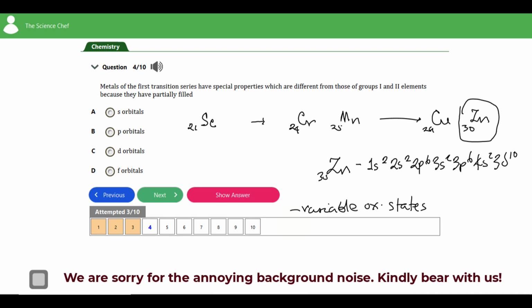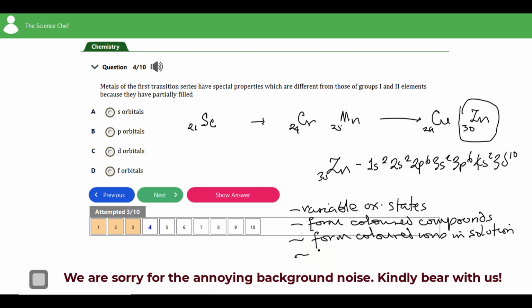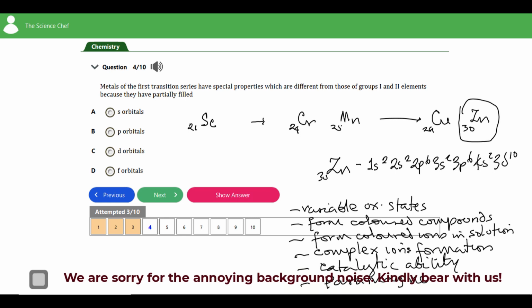At least more than one of its oxidation states will be stable. They form colored compounds, and they form colored ions in solution. They have the ability to form complex ions, they have catalytic ability, and they are also paramagnetic. So these are some of the properties of transition metals that you are expected to know in your syllabus, right?